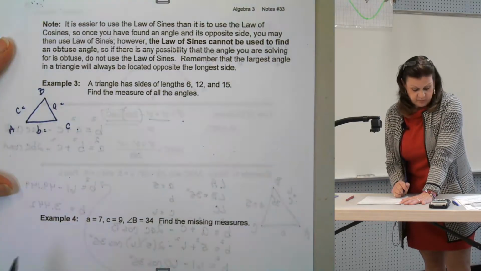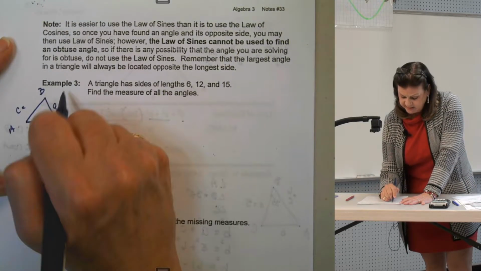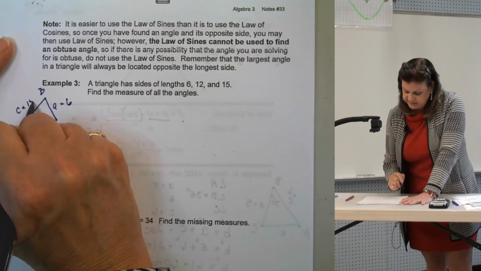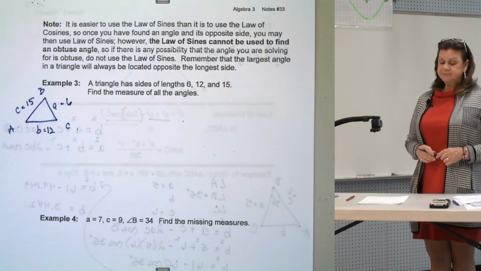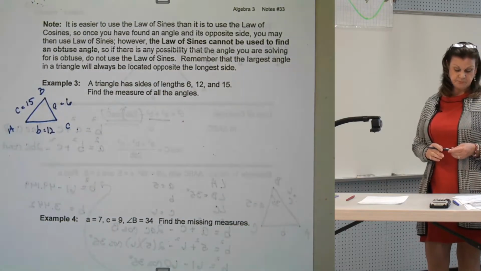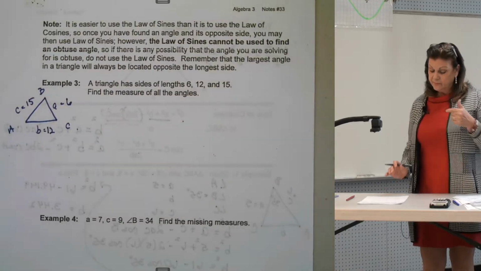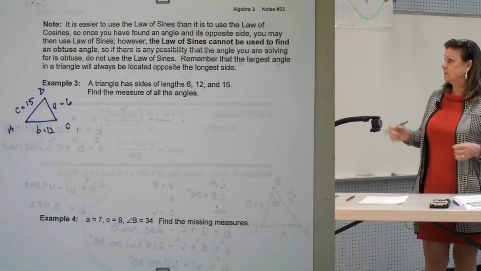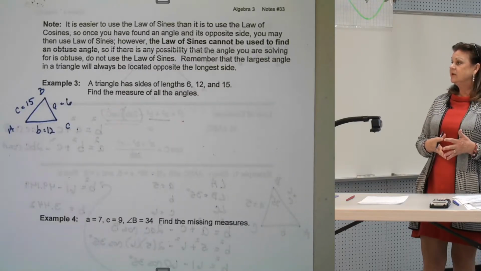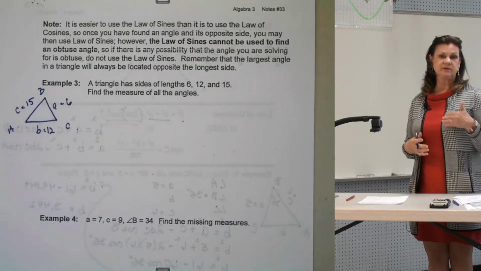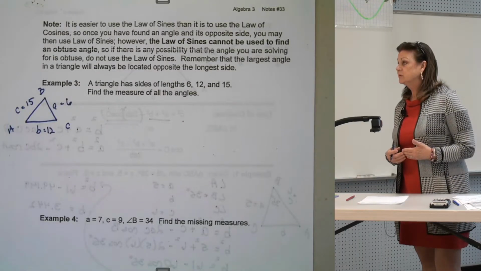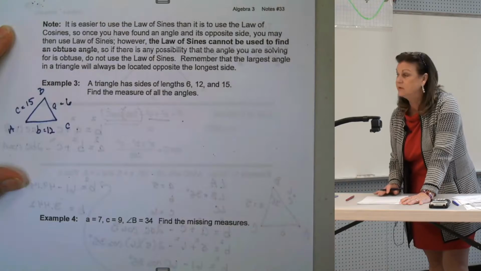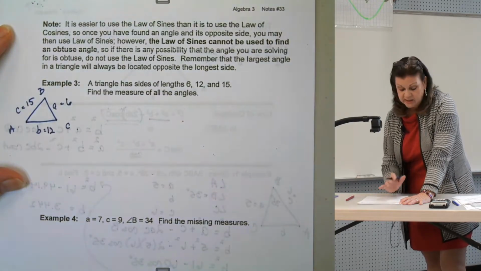It really doesn't matter what you apply to what, so I'm just going to call A 6, B 12, and C 15 because they're not giving me any direction there. All right. Knowing what that paragraph says above, law of sines cannot be used to find an obtuse angle, so let's go ahead and find angle C with law of cosines because clearly it's going to be our largest angle. So I don't run any risk of messing it up with law of sines. Let's just go into cosines.